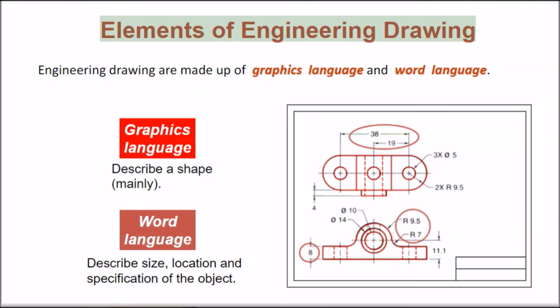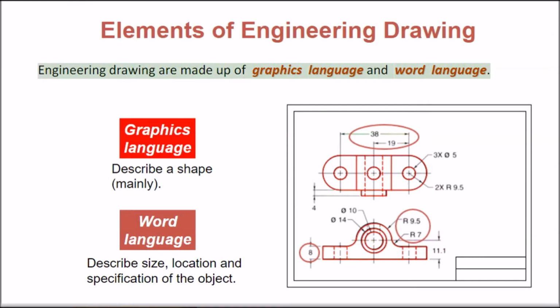Elements of engineering drawing. Engineering drawings are made up of graphics language and word language. Graphics language mainly describes a shape. Word language describes size, location, and specification of the object.